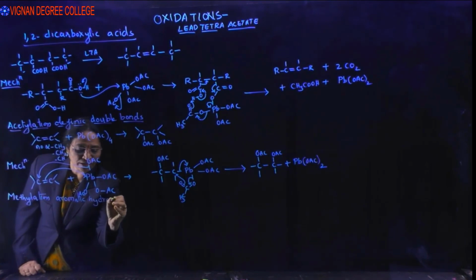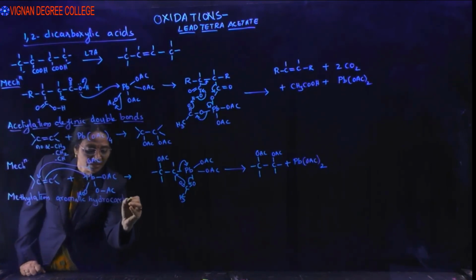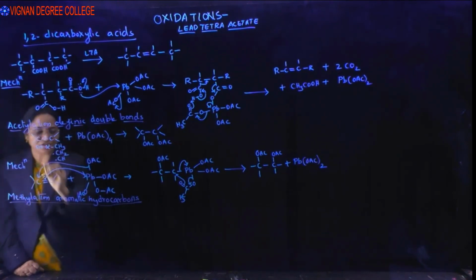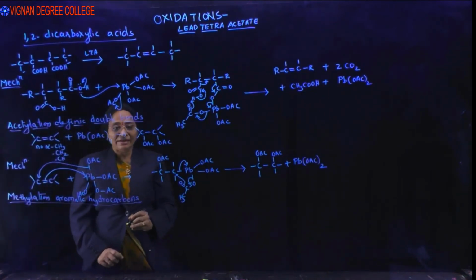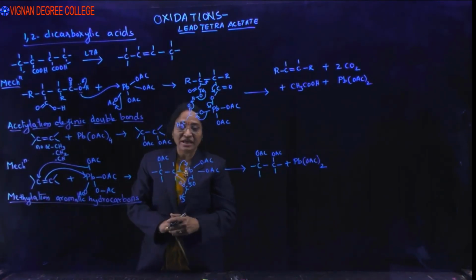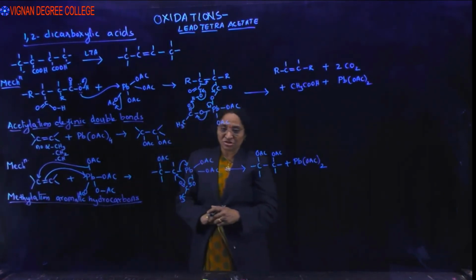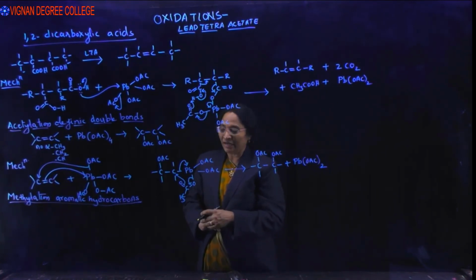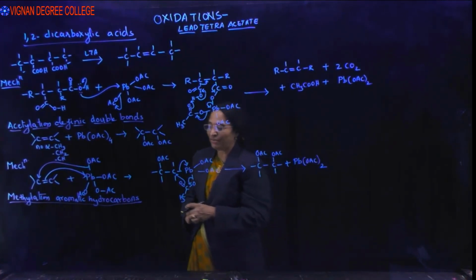We all know that aromatic hydrocarbons undergo electrophilic substitution reaction, but in case of lead tetraacetate, the methylation reaction is not an electrophilic substitution, rather it is a free radical substitution reaction where a free radical methyl is generated from lead tetraacetate, which reacts with the aromatic ring to form a substituted product.